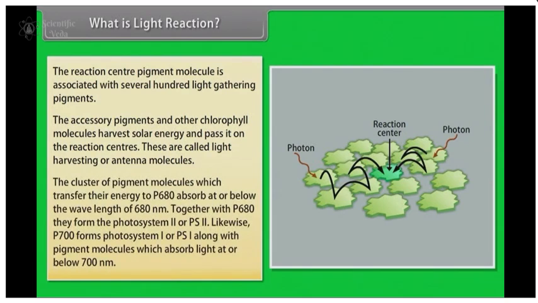The cluster of pigment molecules which transfer their energy to P680 absorb at or below the wavelength of 680 nm. Together with P680, they form photosystem II or PS2. Likewise, P700 forms photosystem I or PS1 along with pigment molecules which absorb light at or below 700 nm.